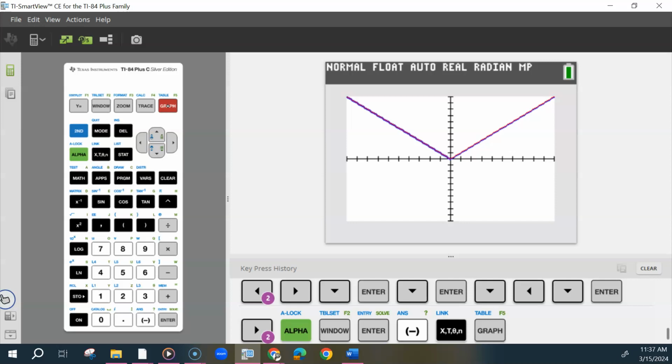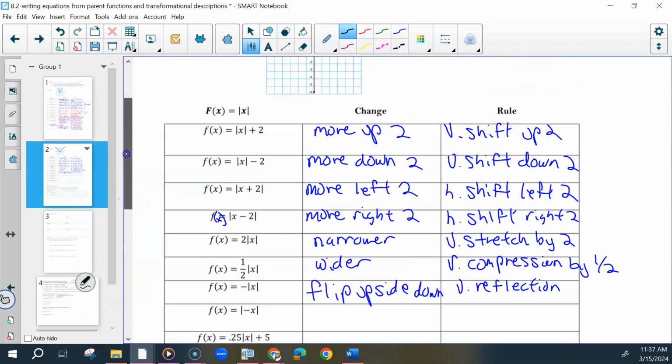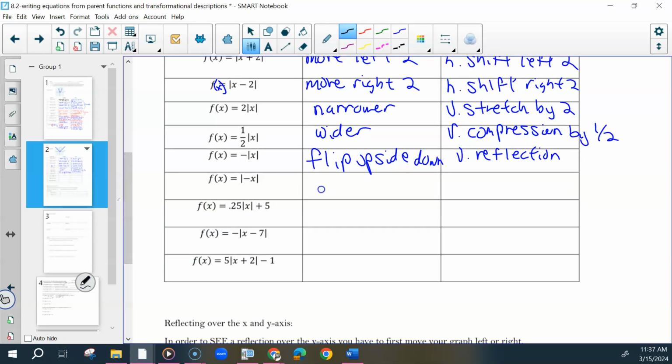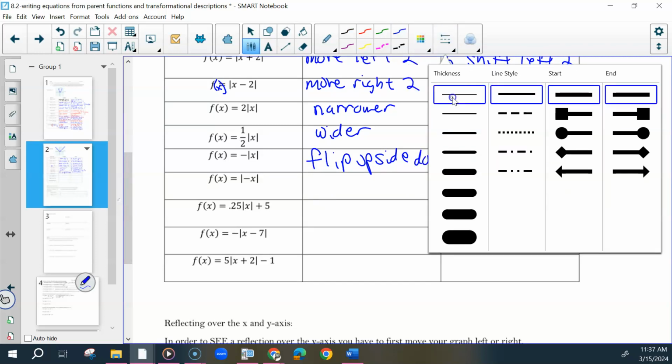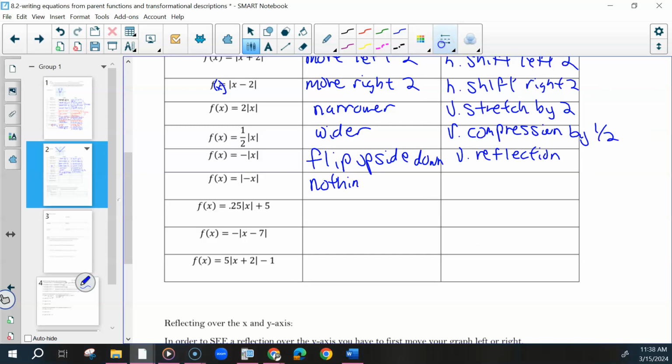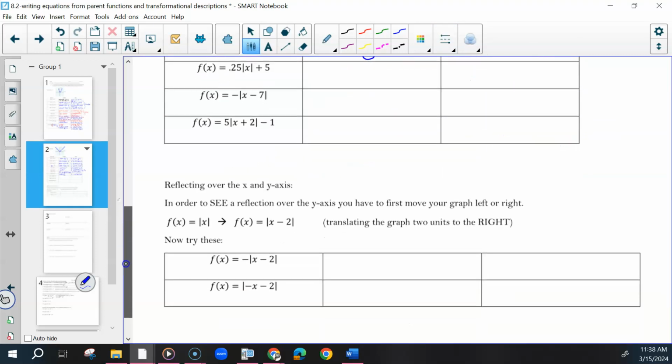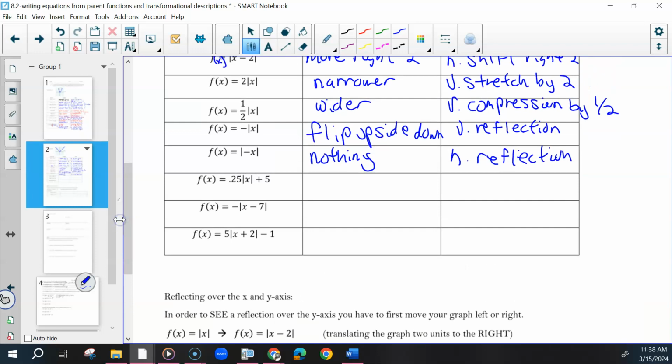It did a horizontal reflection, but it did this. So it looks the exact same. Something did happen, but it looks like nothing changed. So the change is nothing, but there is a rule for it. So this would be a horizontal reflection. Let's talk about these changes and rules, and then this, and that'll be the last thing we do today.